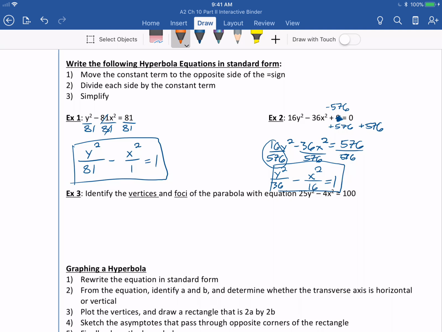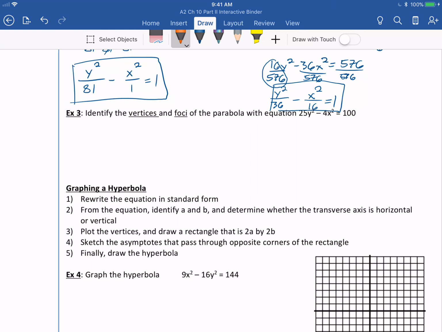So here we go. As I look on to example number 3, it asks me to find some different things. So I'm not just writing it in the standard form. I have to find, hey, what are my foci? What are my vertices of this guy? Okay, so let's just go here. My vertices equal, and my foci equal. All right, so we're going to find out what these guys actually are.